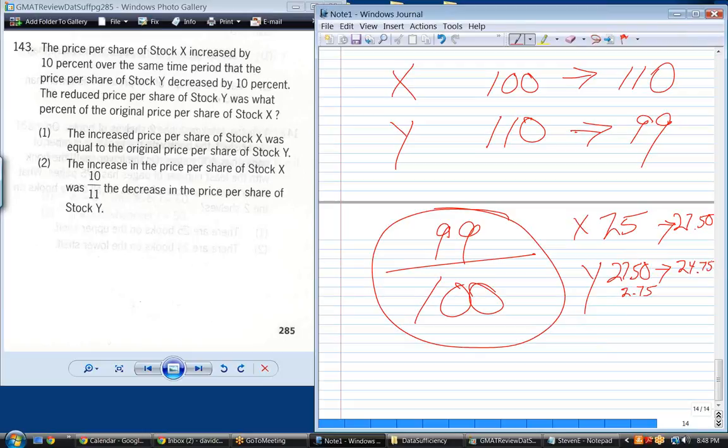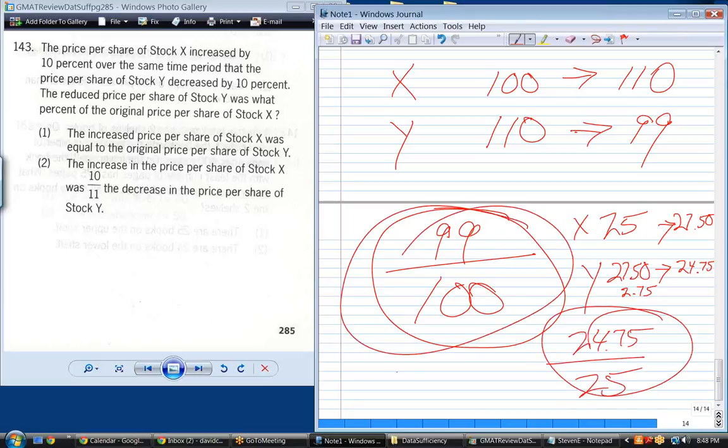Right. So the question is, now, is 2475 over 25 the same fraction as this? It's hard to make that comparison. Multiply top and bottom by 4. For the 2475? Yeah, multiply top and bottom by 4, you get 99 over 100.